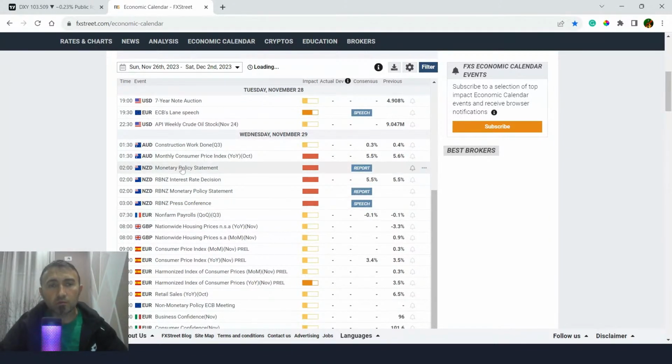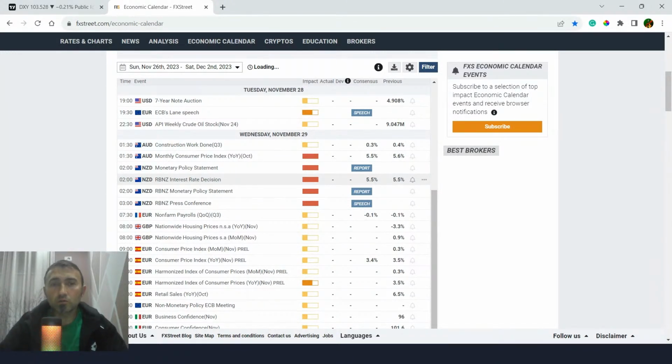Later, we have one of the biggest events for the New Zealand dollar: the Reserve Bank of New Zealand interest rate decision. The bank last increased interest rates in May 2023, and so far they are not changing these numbers at all. I'm not expecting any increase this time.